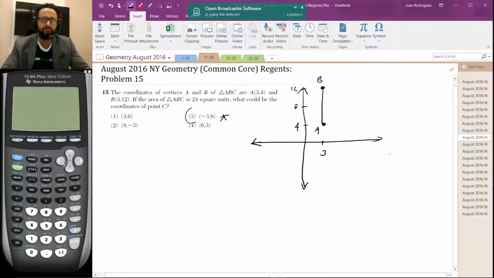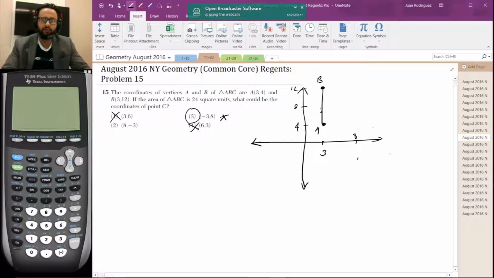So brute forcing it, you would find that in fact this is the answer. But why is it the answer? Let's say, for example, (6, 3) is not. Well, (6, 3) is a right triangle, base 3, height 8. 3 times 8 divided by 2 is 12. (3, 6) makes a degenerate triangle, so that's not the answer. Then (8, -3).